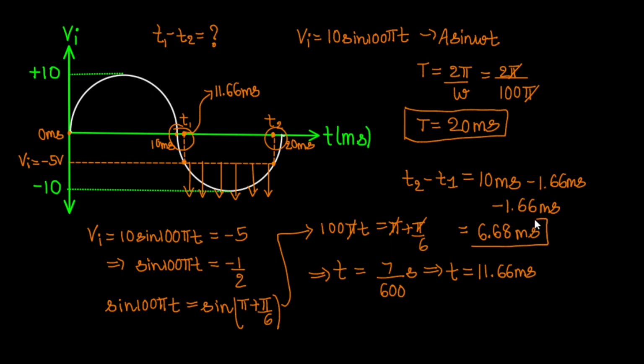So this is the time duration for which the diode is in the forward bias. So this is the answer.